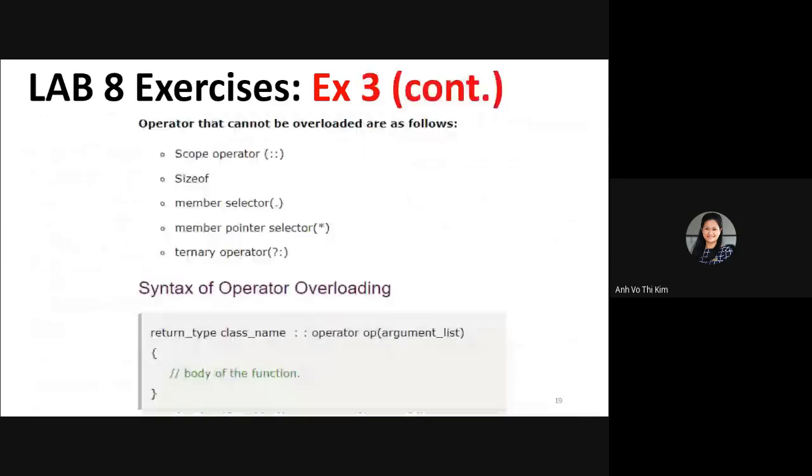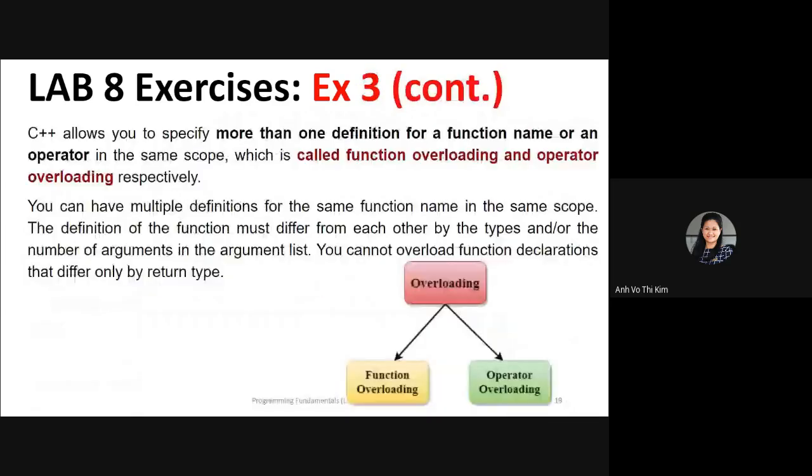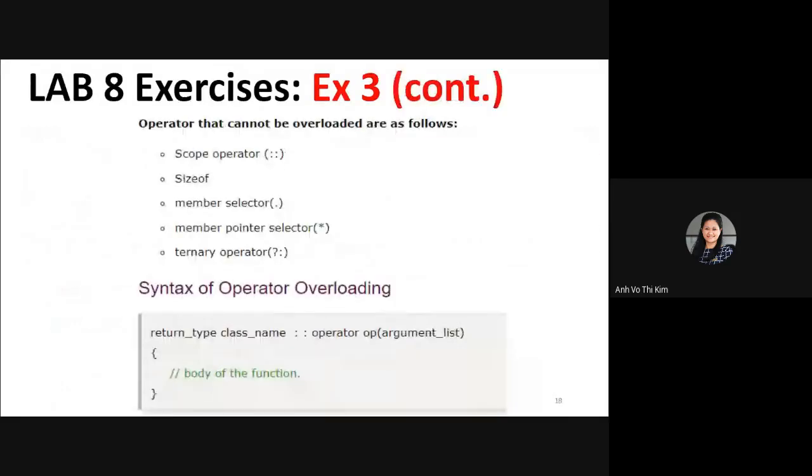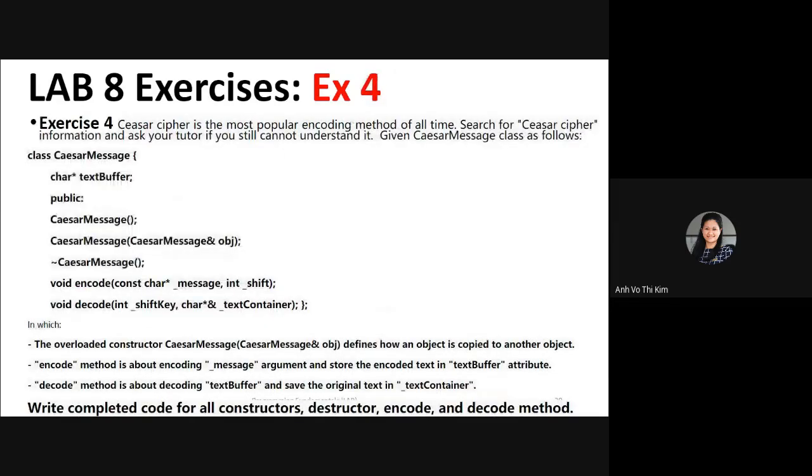And that's it for exercise number 3, overloading the operator. At the end of this slide, I put 2 or 3 links to guide you for the exercise. All right, coming to exercise number 4, we come to the Caesar cipher.